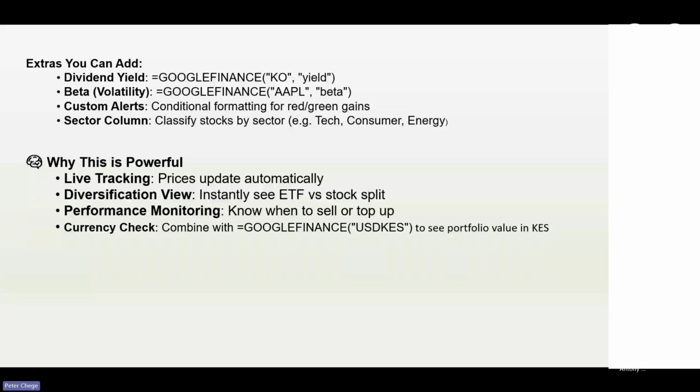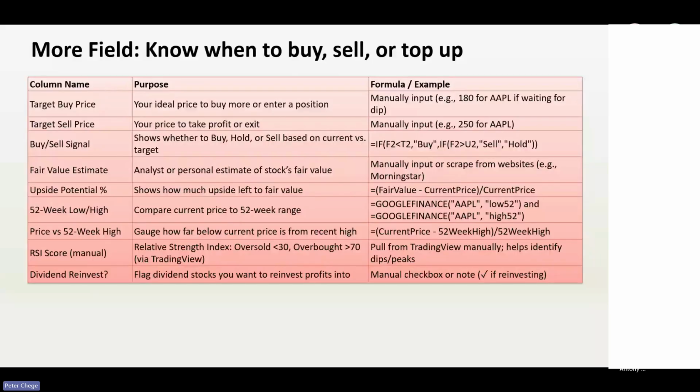Then currency check. If you combine this now with what you have done with USD, you can see your portfolio even in cash without requiring to put in the US to Kenya shillings conversion manually. You're automating everything. So these are more fields that you can use that can help you do what you have said: know when to buy, when to sell, and when to top up. You add target price, target sell price, buy and sell signals. This you can do with an IF formula.